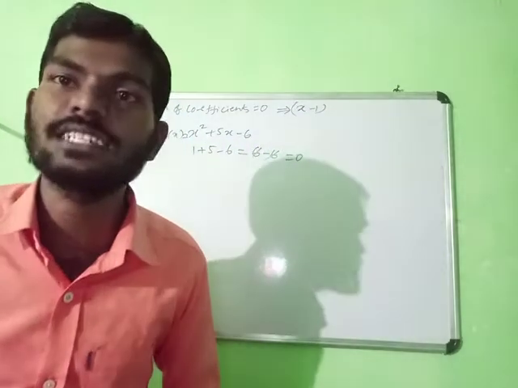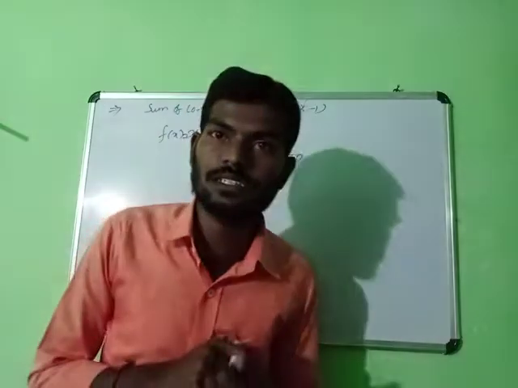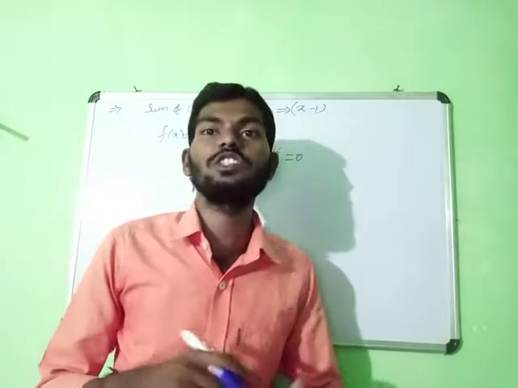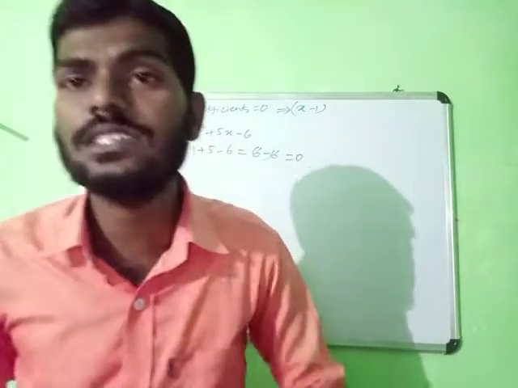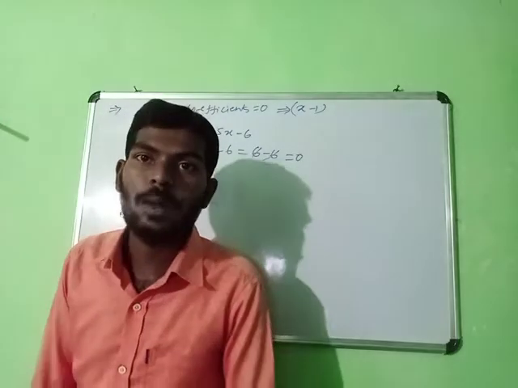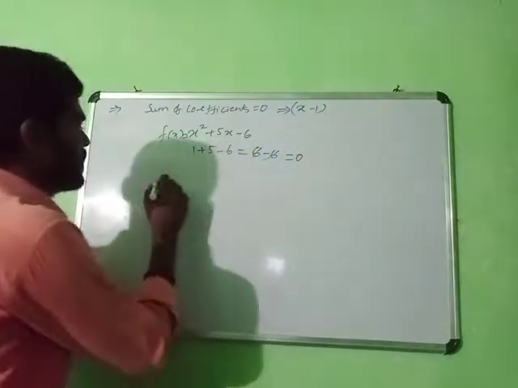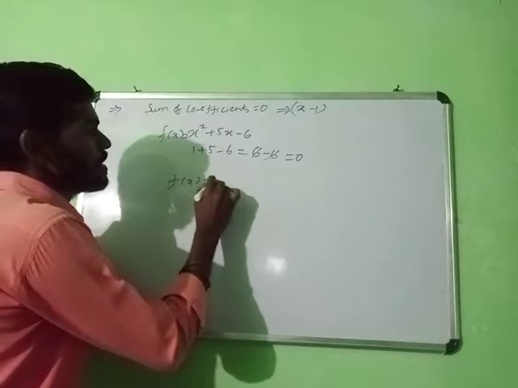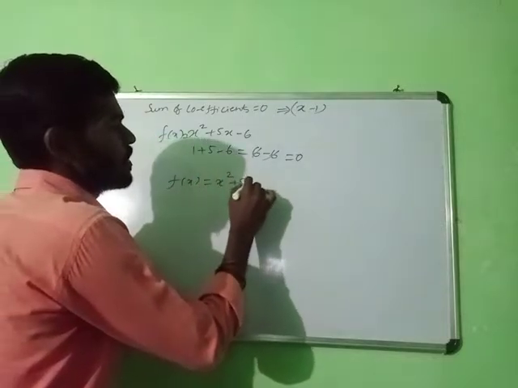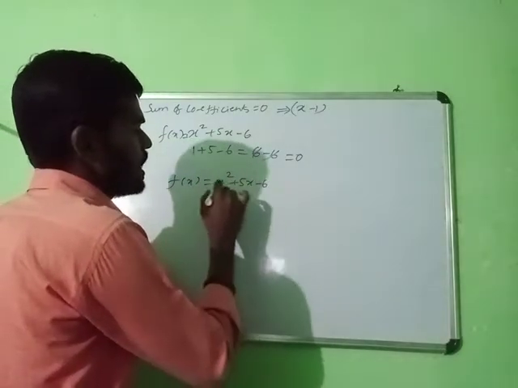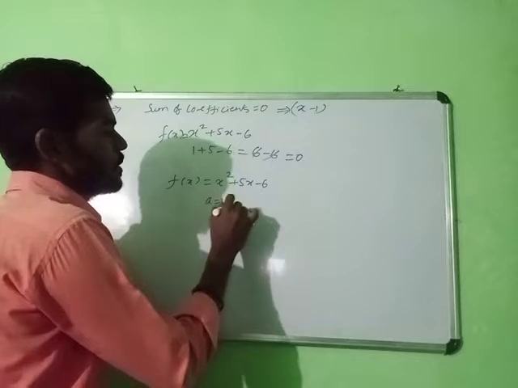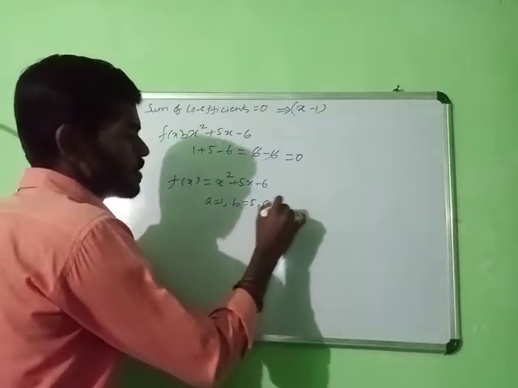Now find by the factorization method. What is the factorization method? The process of finding the zeros of polynomials by splitting the middle term. Now take x square plus 5x minus 6. Here a equal to 1, b equal to 5, c equal to minus 6.